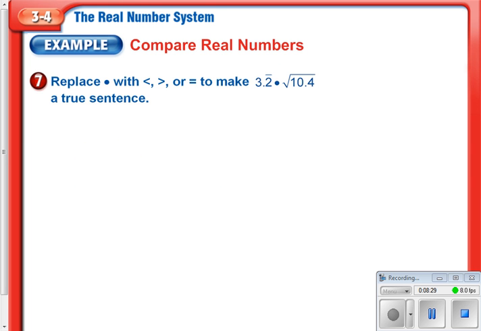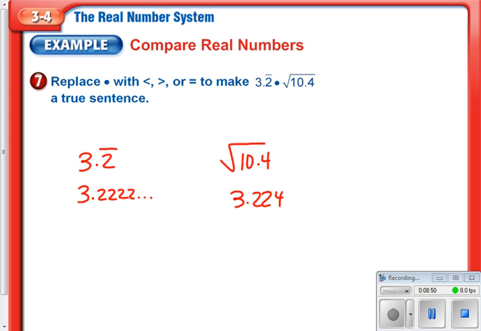Example 7, use our same problem solving technique here. We have 3.2 repeating. Notice that is a decimal. 3.2 repeating, which would be 3.2222, continues on. Figure out what is the square root of 10.4. Well, the square root of 10.4 is approximately 3.2249, and it would continue on from there.